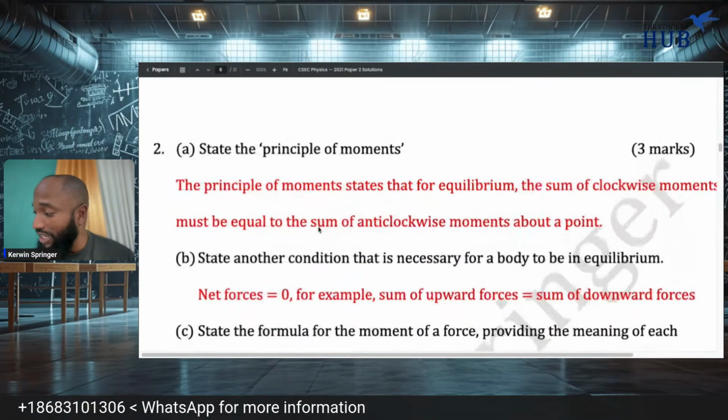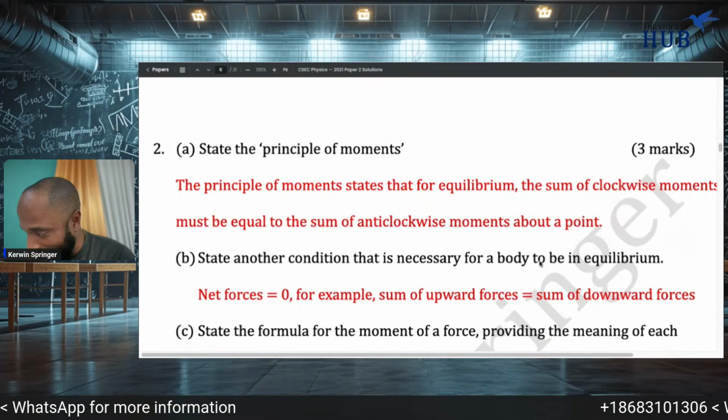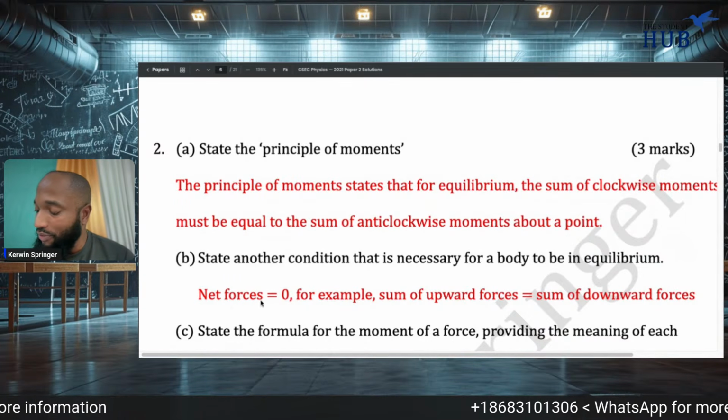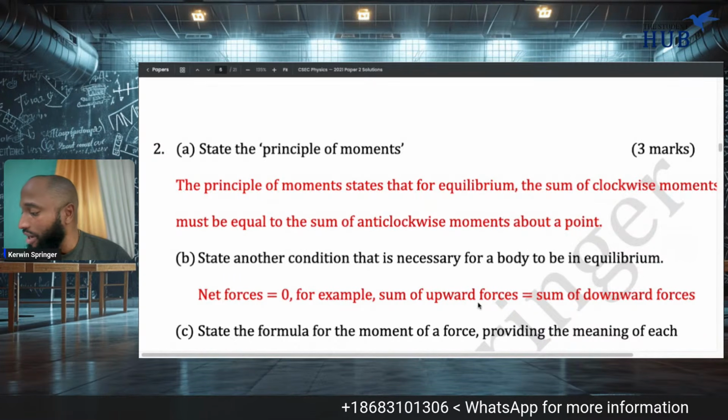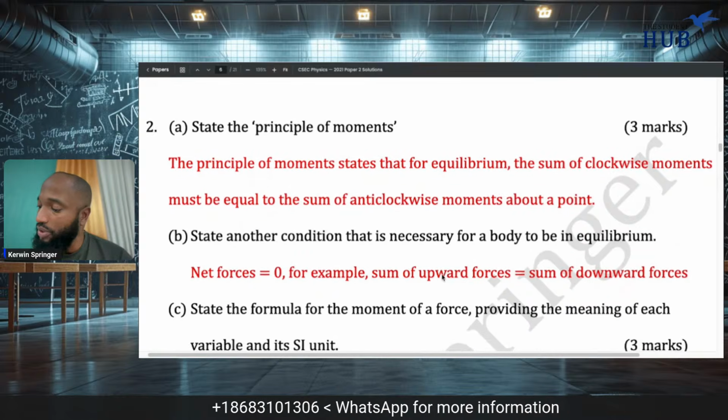That's what they ask in the next part of the question. State another condition that is necessary for the body to be in equilibrium. The net force is equal to 0. For example, the sum of the upward forces is equal to the sum of the downward forces.